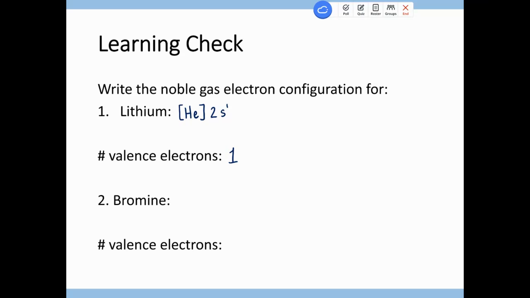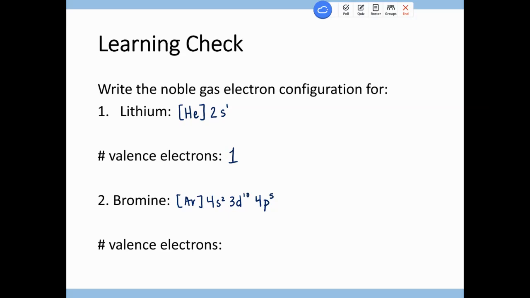If we do the same thing for bromine, bromine is in the fourth row. So the noble gas before bromine is argon. Argon's at the end of the third row. So then if we continue with the electron configuration, we have 4s2, 3d10, and 4p5. Bromine is the fifth element in the p block. How many valence electrons does bromine have? It's not 5. It's not 10. It's 7.